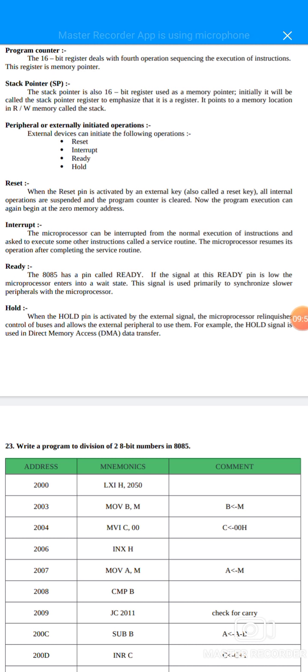Interrupt. The microprocessor can be interrupted from the normal execution of instructions and asked to execute some other instructions called a service routine. The microprocessor resumes its operation after completing the service routine. Ready. The 8085 has a pin called ready.